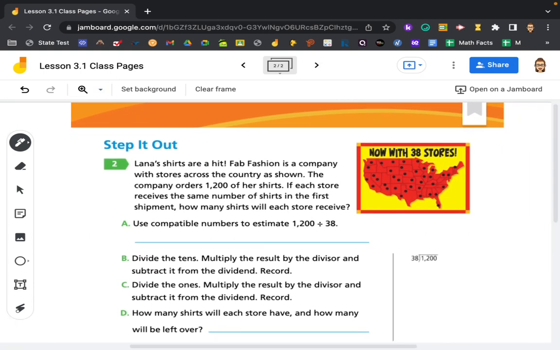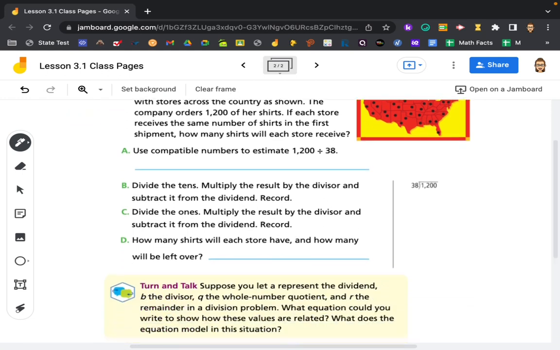It says Lana's shirts are a hit. Fab Fashion is a company with stores across the country as shown. The company orders 1,200 of her shirts. If each store receives the same number of shirts in the first shipment, how many shirts will each store receive? This says use compatible numbers to estimate 1,200 divided by 38.